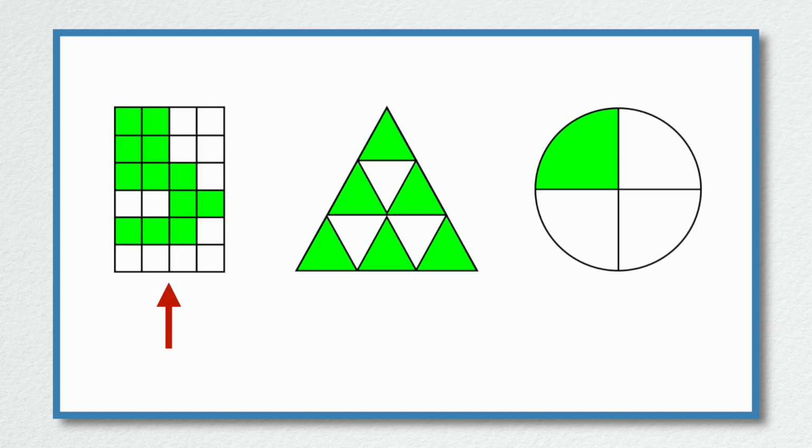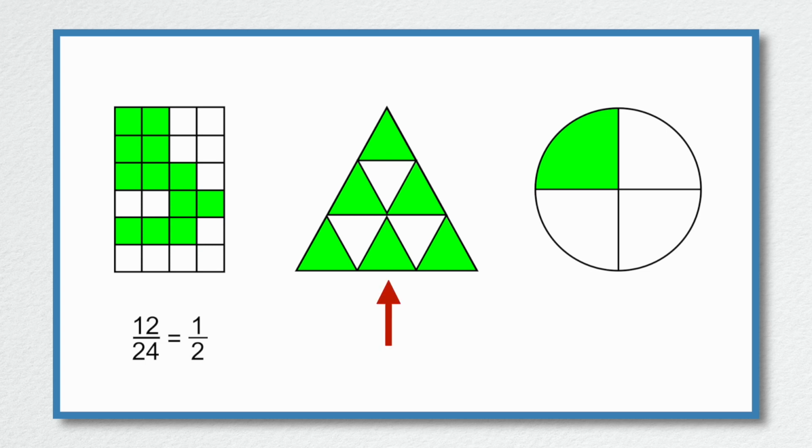In this first shape, a rectangle, we can see that there are 24 squares, and each square is exactly the same size. 12 of those squares have been shaded in. So we have 12 out of 24. Now, because we've been doing work on equivalent fractions, 12 over 24 can be simplified to 1/2 by dividing top and bottom by 12. Now let's look at this shape.